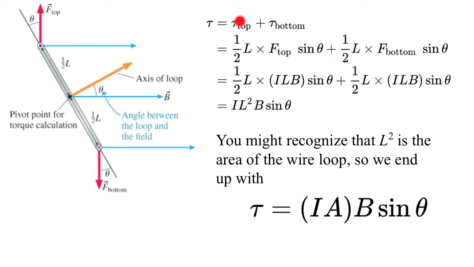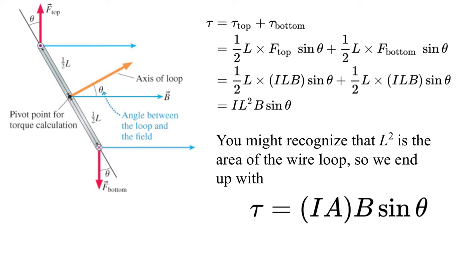The total torque is the top torque plus the bottom torque. We can see that they're in the same sense: this tends to spin it clockwise and this tends to spin it clockwise. The top torque is half the length, crossed into the top force, times the sine of the angle between them. It's relatively easy to figure out that this angle is still the angle that this line is making to the magnetic field. That will be an important thing later. And the same kind of term for the bottom torque.